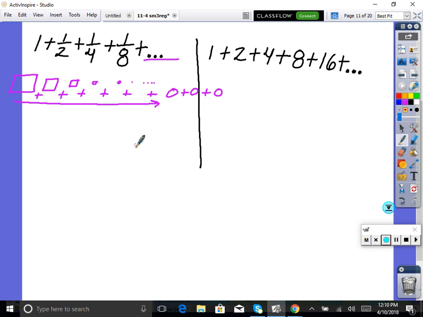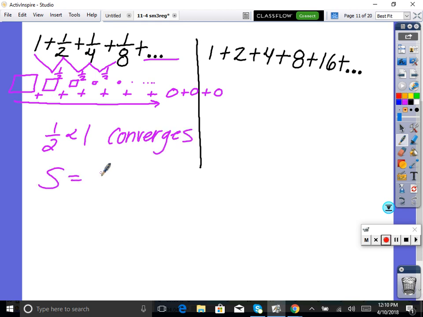Now we can also use the rule. So let's see what our r is. This divided by this, this divided by this, this divided by this. That's a half. Does everybody see how r is a half? So a half is less than 1, so it converges, and we can find the sum. Our sum will be the formula, a sub 1 over 1 minus r. So what is a sub 1? 1. And then on the bottom we'll have 1 minus, our r was a half.